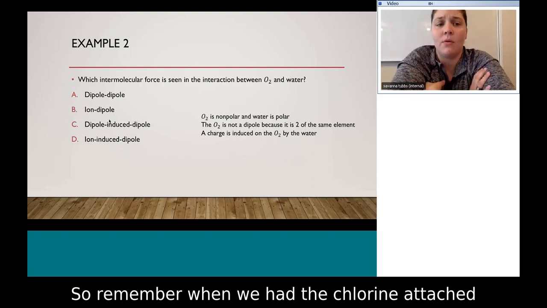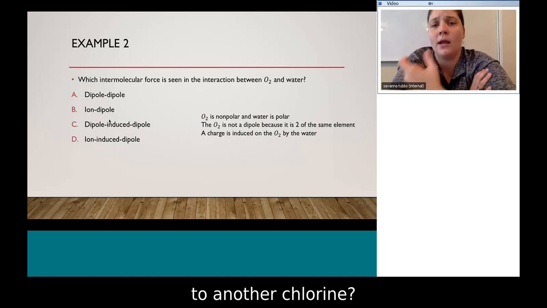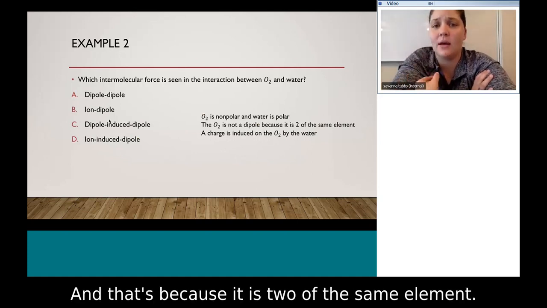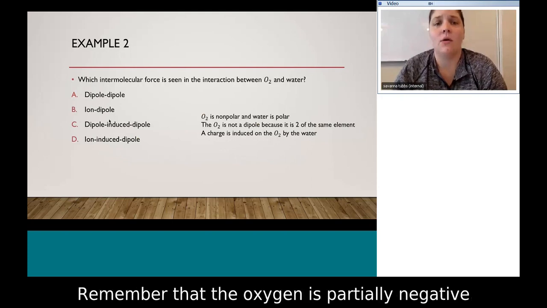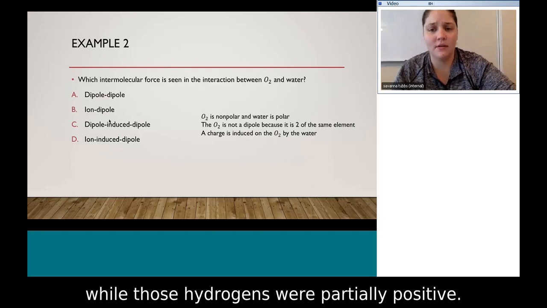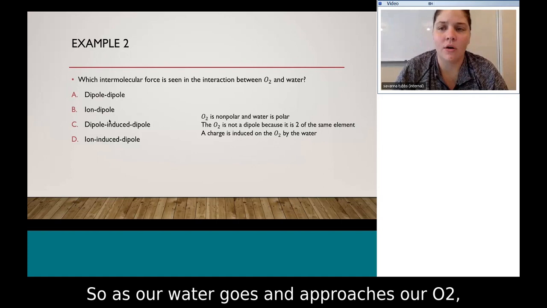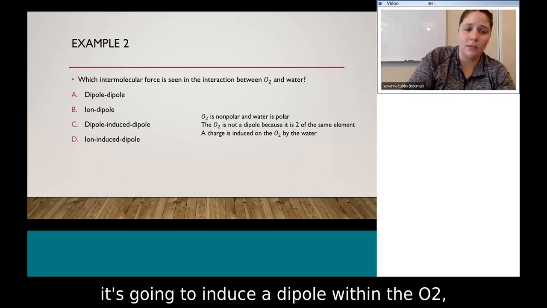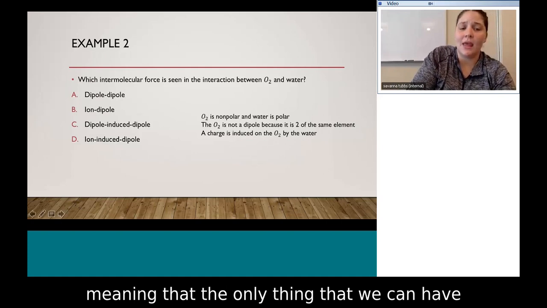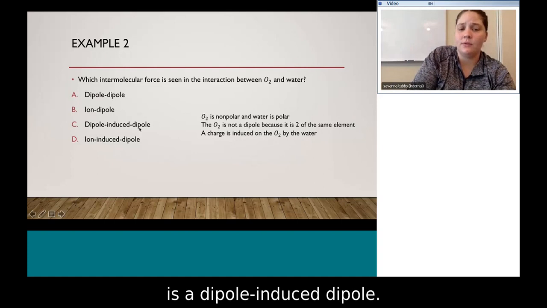So remember when we had the chlorine attached to another chlorine, it originally had no charge, and that's because it is two of the same element. However, the water does have a charge. Remember that the oxygen is partially negative while those hydrogens were partially positive. So as our water goes and approaches our O2, it's going to induce a dipole within the O2, meaning that the only thing that we can have is a dipole-induced dipole.